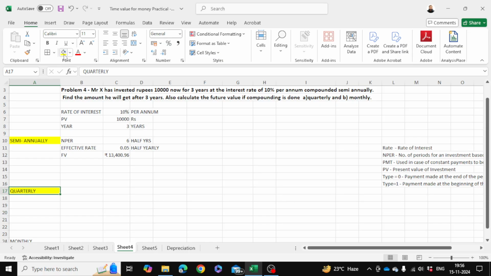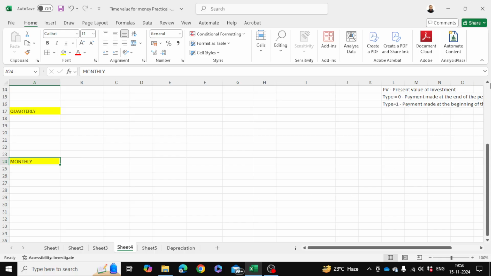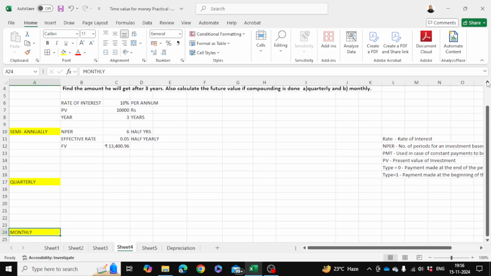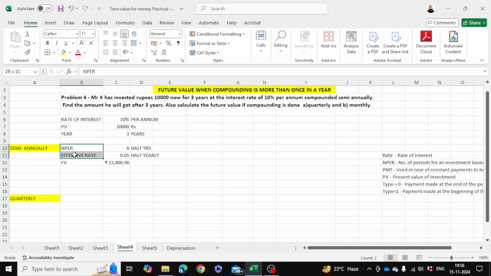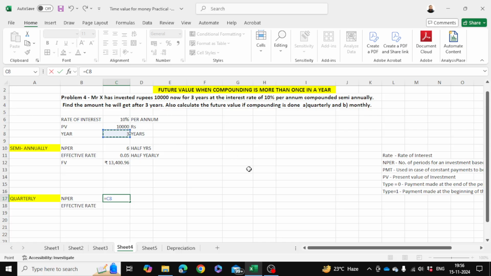Now you are going for quarterly and then monthly, same way you are going to proceed. I can copy it from here. You are supposed to calculate N period for quarterly also. So what is N period? It equals whatever the period in years is, multiplied by 4, and rate of interest you have to divide by 4.